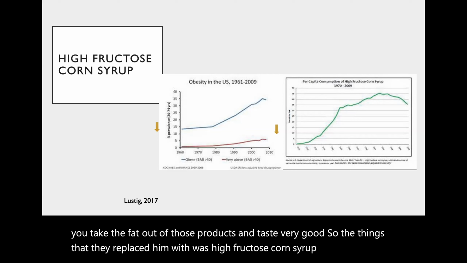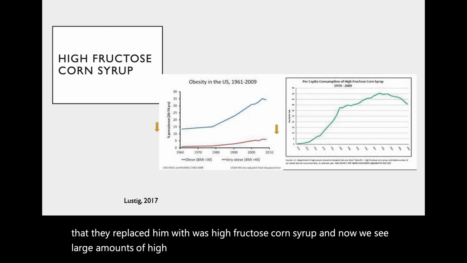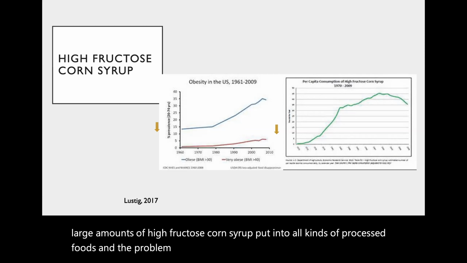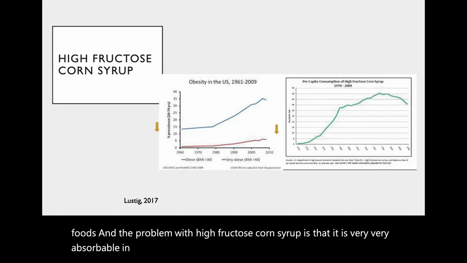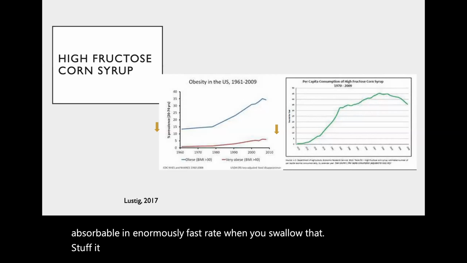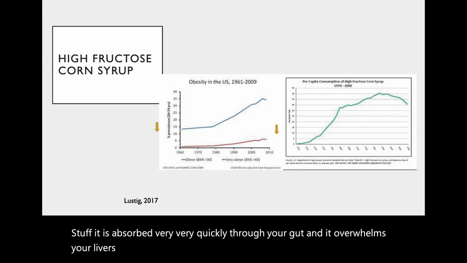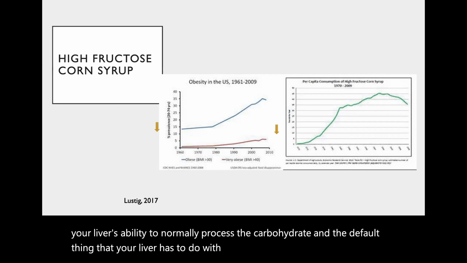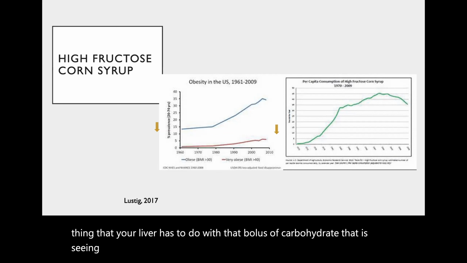And now we see large amounts of high fructose corn syrup put into all kinds of processed foods. And the problem with high fructose corn syrup is that it is very, very absorbable at an enormously fast rate. When you swallow that stuff, it is absorbed very, very quickly through your gut, and it overwhelms your liver's ability to normally process the carbohydrate. And the default thing that your liver has to do with that bolus of carbohydrate that it's seeing with high fructose corn syrup is convert it to fat.